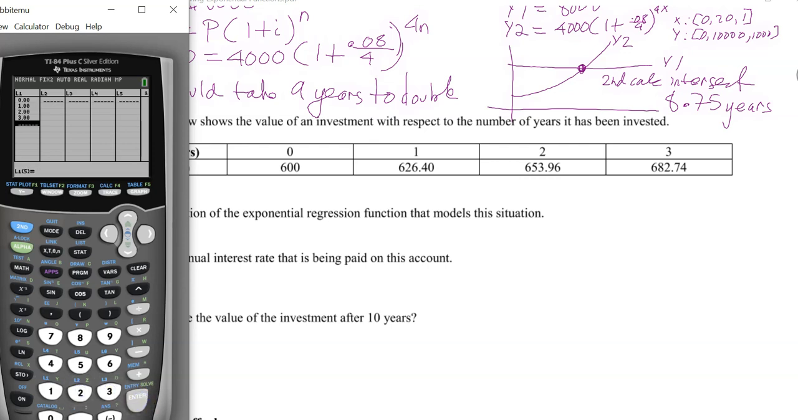You notice mine's rounding to 2 decimals because I told the calculator earlier to round to 2, which I think is fine, because we're dealing in money, and money is usually rounded to 2 decimals. So $600, 626.40, 653.96, and 682.74.